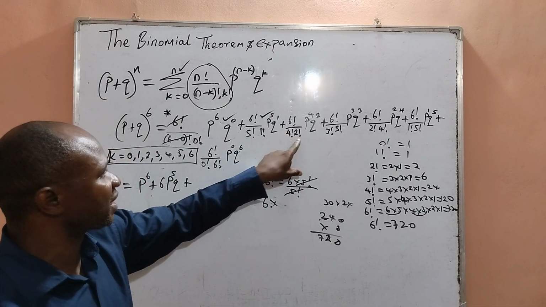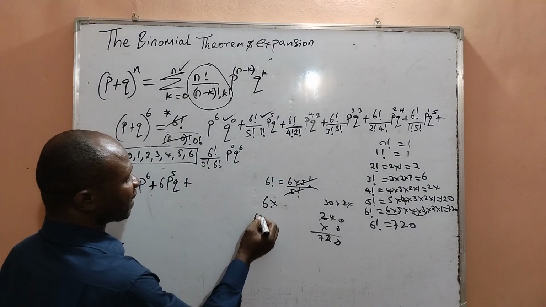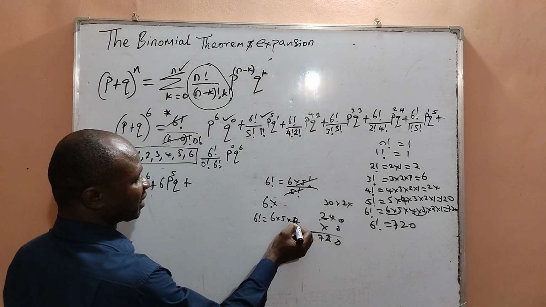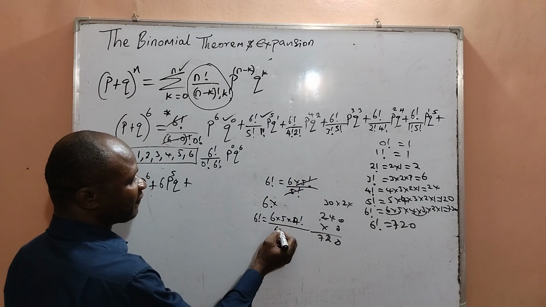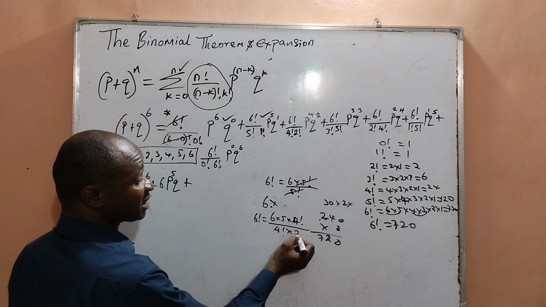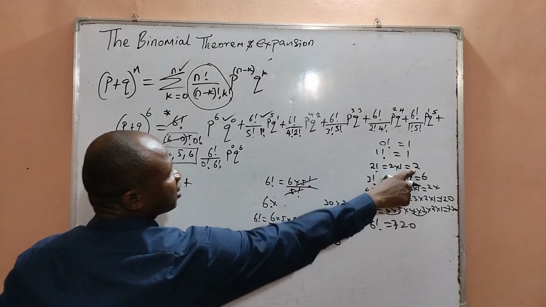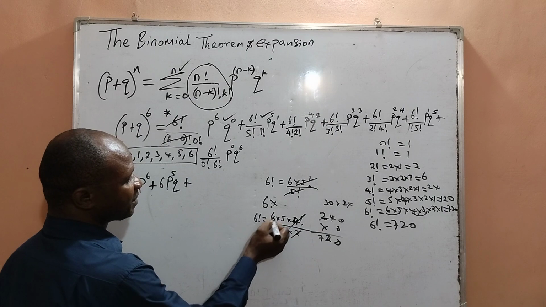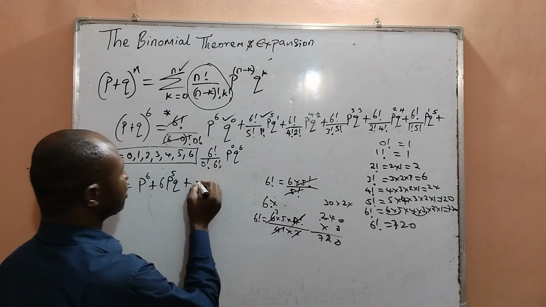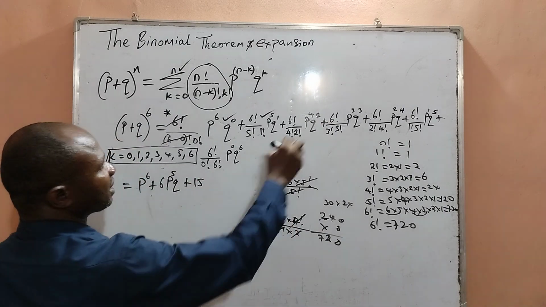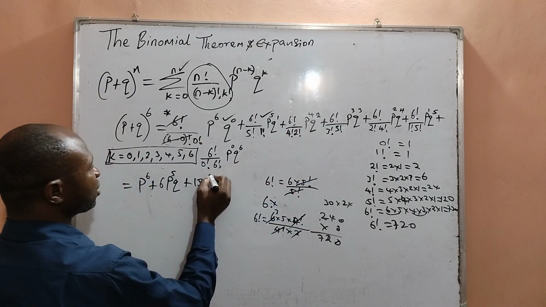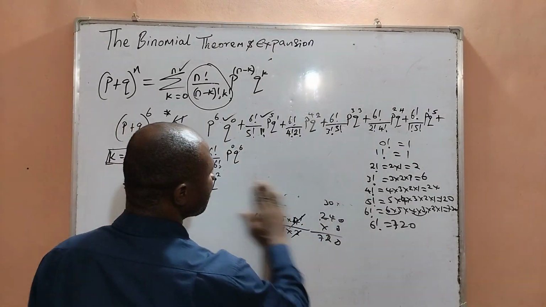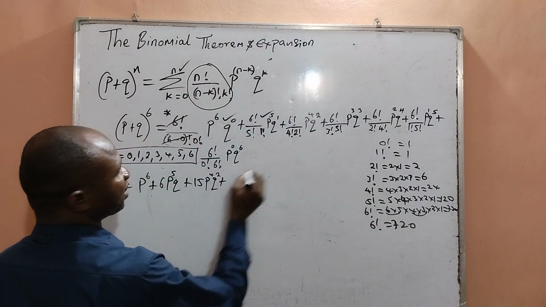6 factorial over 4 factorial 2 factorial. Now 6 factorial is the same thing as 6 multiplied by 5 multiplied by 4 factorial, and at the denominator I also have 4 factorial. 2 factorial is the same thing as 2. As you can see, 2 factorial is 2. So 4 factorial cancels 4 factorial. 2 will come here to give me 3. Therefore 3 times 5 is going to give me 15. Then what I have next there is p to the power of 4 and q to the power of 2. We move on.